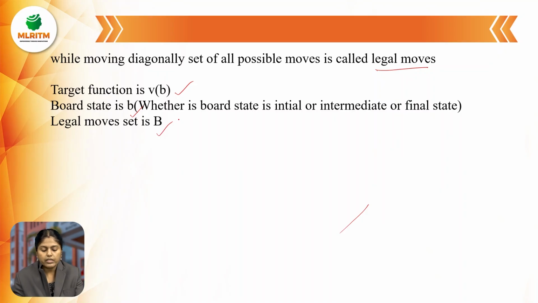See here, the board state B is nothing but whether the board state is initial, intermediate, or final state. We can determine these 3 states. Okay, initial state, intermediate state, or final state. This checkers problem is directly related to this particular example.